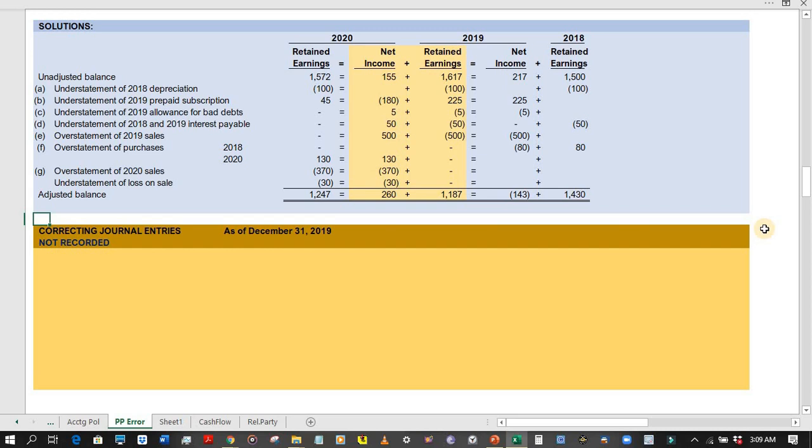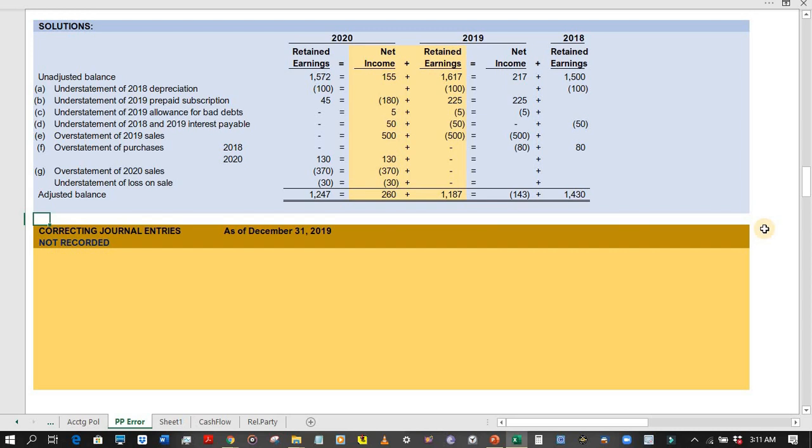This journal entry that we're about to prepare is only for the sake of determining the restated balances in 2019. That is why this is only a working paper journal entries. Again, this will not be recorded in the books. So since we are going to restate the income statement and the balance sheet of the 2019 financial statements, we will assume or we will pretend that the books in 2019 are still open for adjustment.